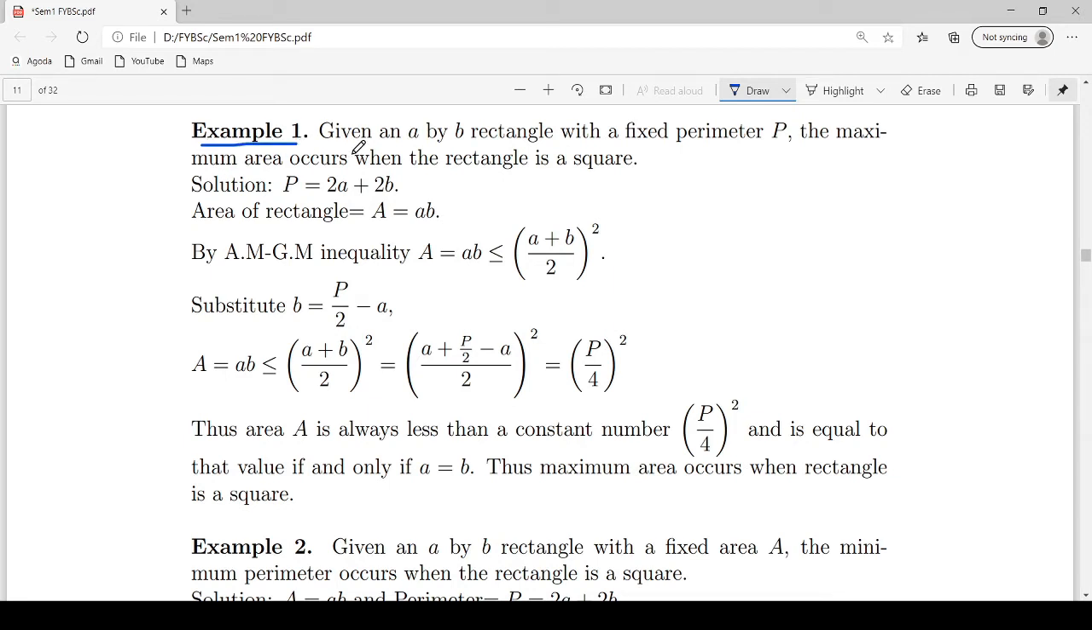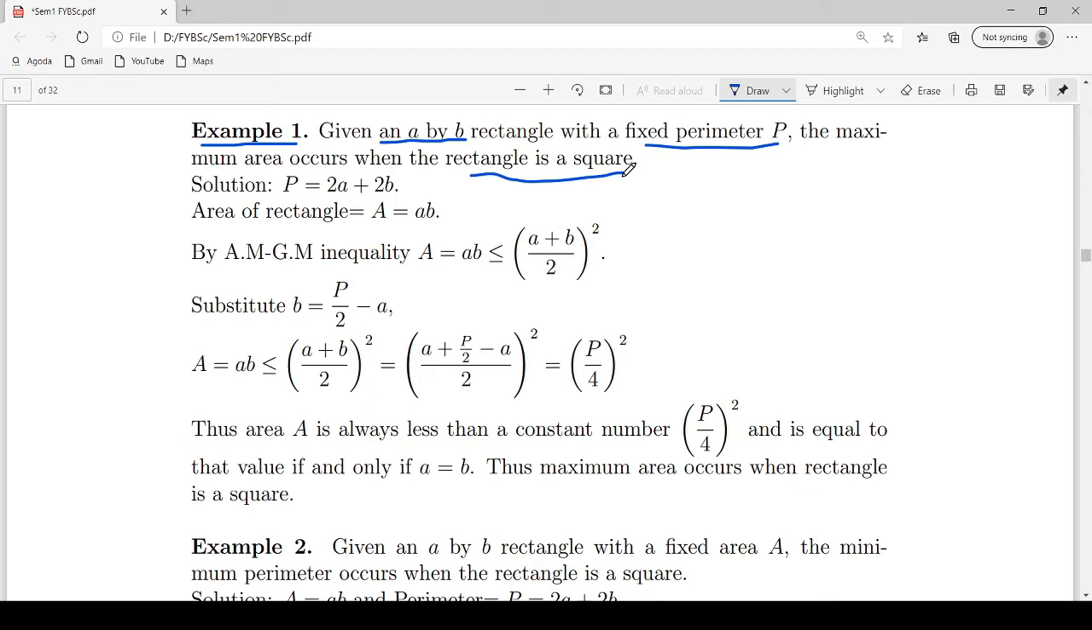It says, given an A by B rectangle with a fixed perimeter P, the maximum area occurs when the rectangle is a square. So what you have to do is collect all those rectangles whose perimeter is equal to P, and then among all those rectangles, you have to prove the rectangle which has maximum area is actually a square. So let's try to prove it.